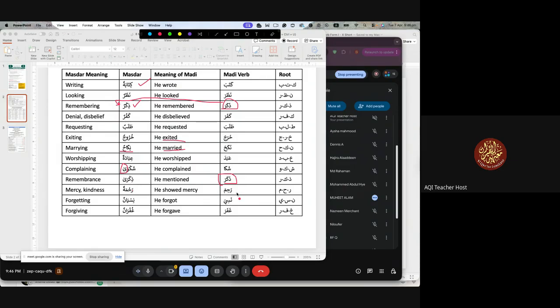Okay, and next is rahima, he showed mercy, and the masdar is rahmatun, mercy, kindness. Without any action, without any time, it's just the idea of kindness and mercy. Next is nasiya, which means he forgot, and the masdar is nisyānun, forgetting, the idea of forgetting. Last is ghafara, he forgave, and the masdar of this is ghufrānun, forgiving, the idea of forgiving.